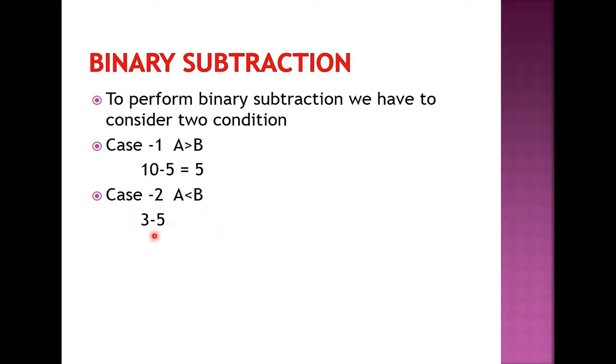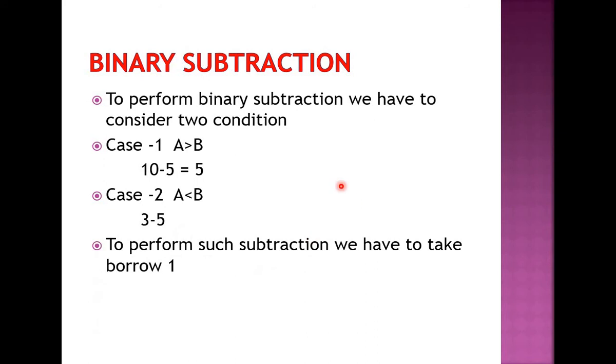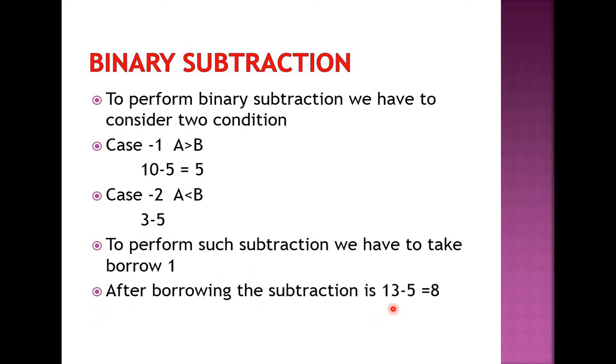When this happens, we cannot subtract 3 minus 5 directly. For that purpose, to perform such a subtraction we have to take a borrow of 1. When we take the borrow 1, it becomes 13 minus 5, and the result becomes 8.